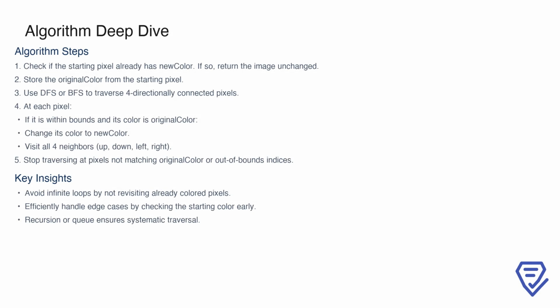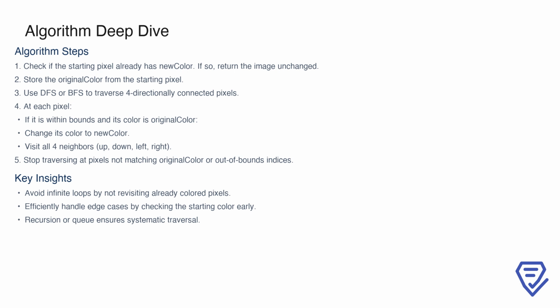Now, let's go through the step-by-step algorithm for LeetCode problem number 733, Flood Fill. Begin by checking if the starting pixel already has the new color. If so, we return the image unchanged to avoid unnecessary work. Next, we store the original color at the starting position so we know exactly which pixels to change. We then traverse the grid using either depth-first search or breadth-first search, sticking strictly to four directional moves.